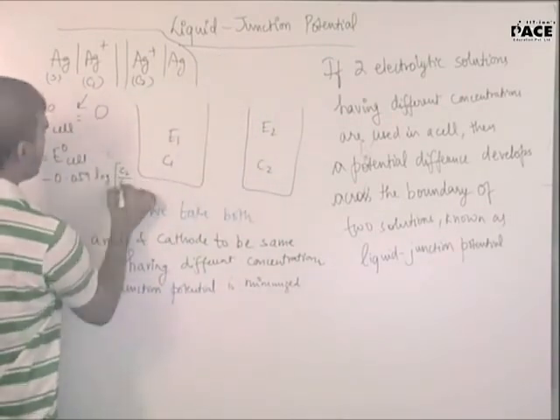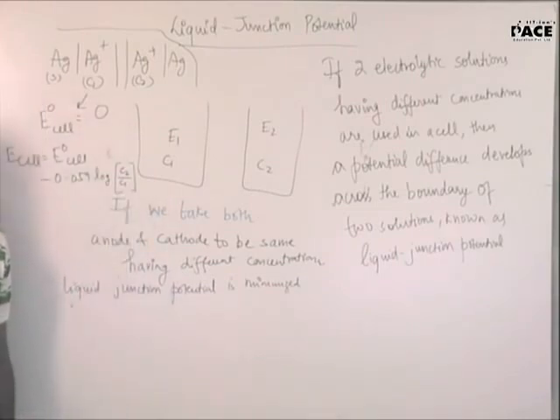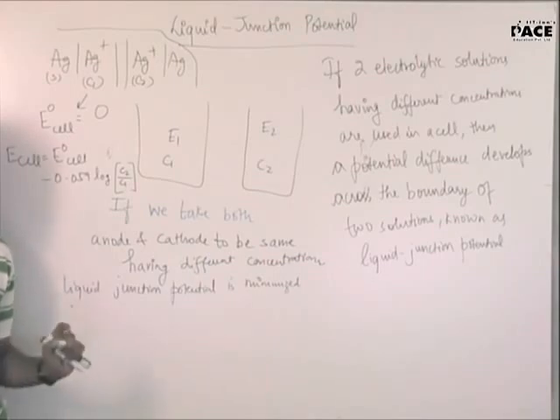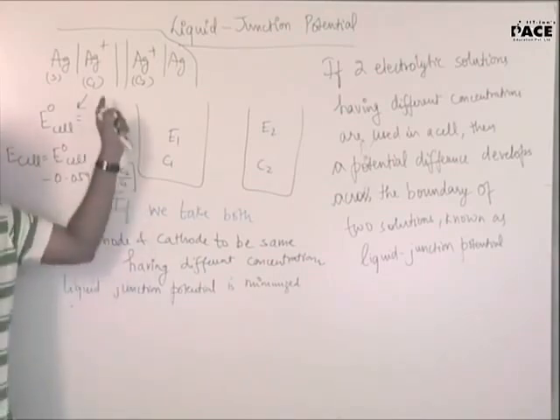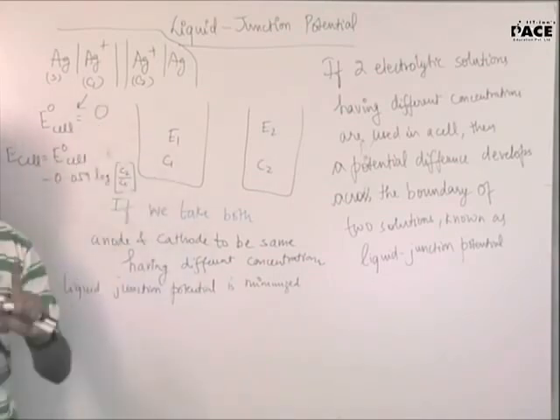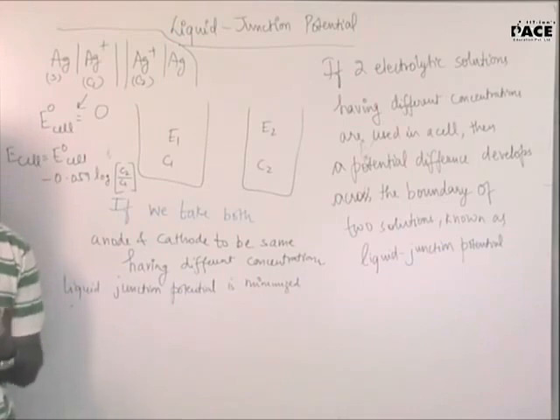So this will be right. Everybody just listen to it. It's a very important concept. In this case, I took the same cathode and same anode. First thing. Secondly, they have not provided the E naught values, which they mostly do. Why?